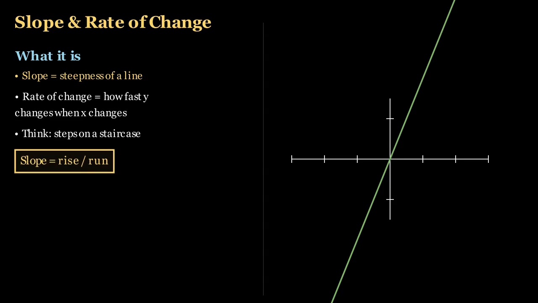Think of a staircase. If each step takes you a long way forward but only a little bit up, the staircase isn't very steep. If each step shoots you high up but barely forward, it's super steep. That's all slope is measuring.